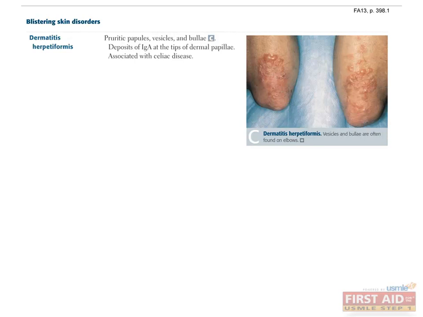It tends to be boards relevant because of its association with celiac disease, which in some cases may precede the appearance of GI symptoms. Do you remember what type of hypersensitivity reaction this represents? It's a type 3 reaction due to the deposition of IgA immune complexes.